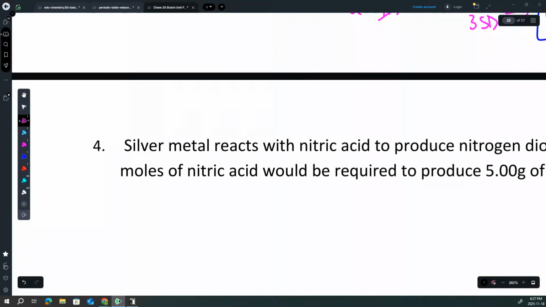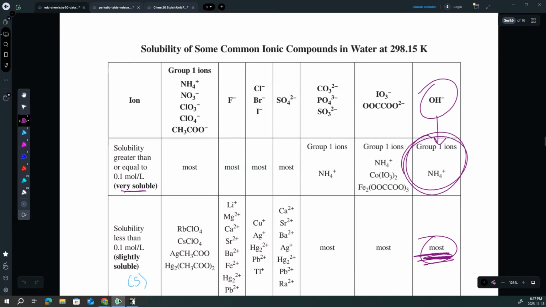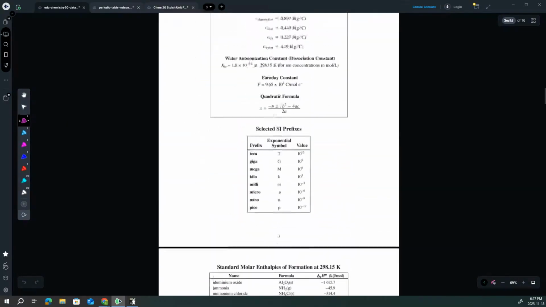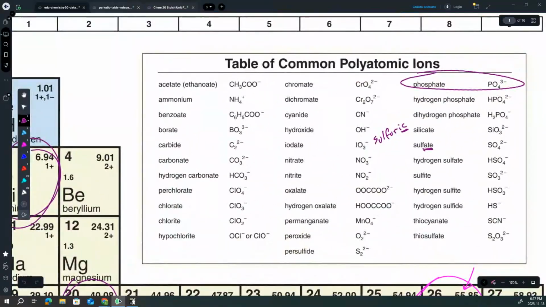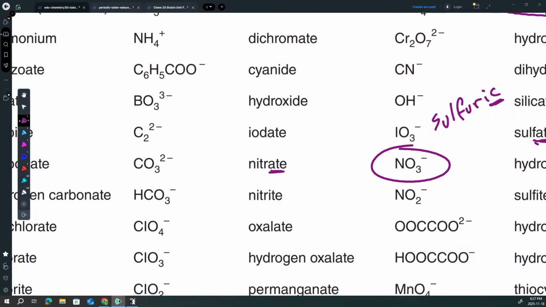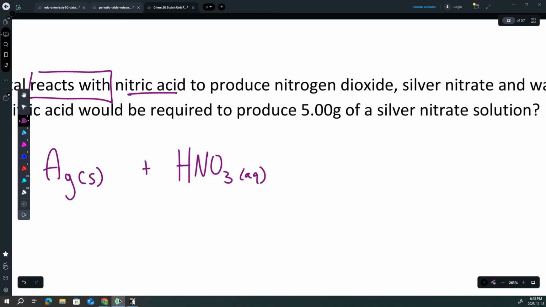All right, step 1, balanced chemical equation. So silver metal reacts with nitric acid. Those are our reactants. So silver metal, nitric acid. So we're ending with ic acid. So that means the polyatomic ion ends in ate, because I ate something icky. So where's nitrate? Right there. Okay, so I'm going to balance out this -1 charge with a single hydrogen. So that's HNO3. And acids are always aqueous.